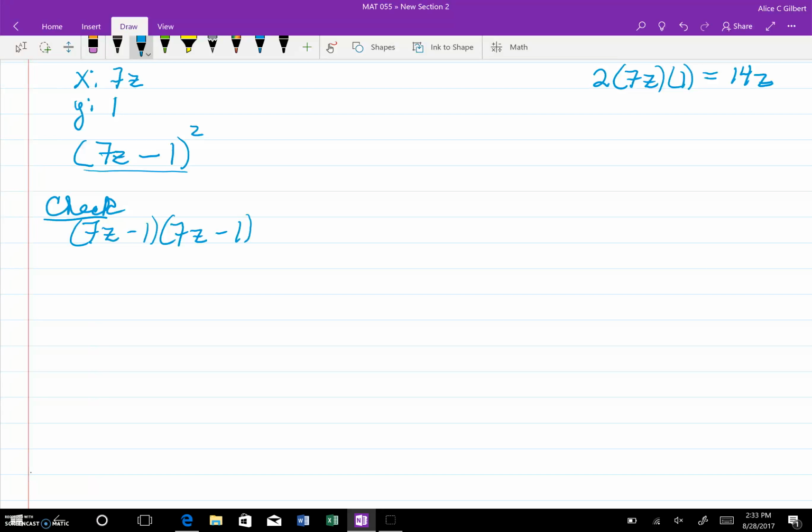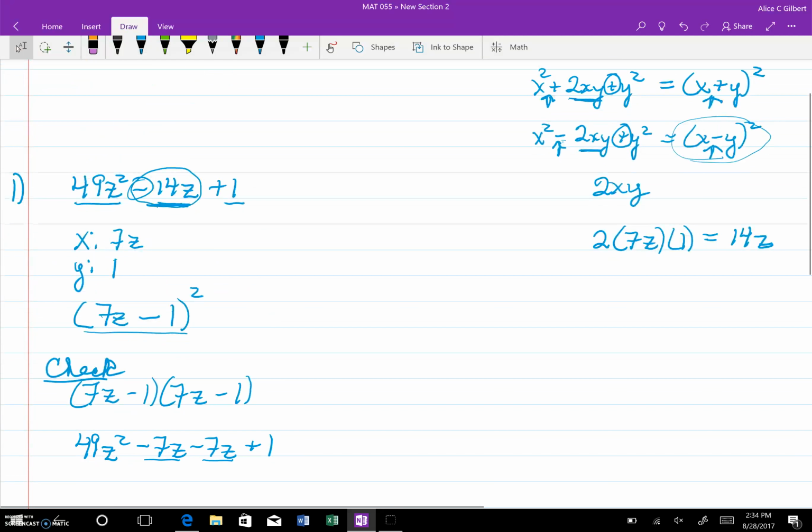The signs here are the same, unlike a difference of squares where the x's are the same, the y's are the same, and the signs are different. So now when I multiply this out longhand, 7z times 7z is 49z squared. 7z times negative 1 is negative 7z. 7z times negative 1 is negative 7z. And negative 1 times negative 1 is positive 1. Now again, I've got 2 middle terms.